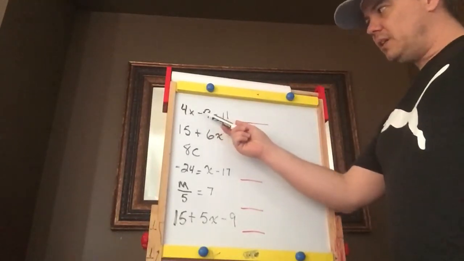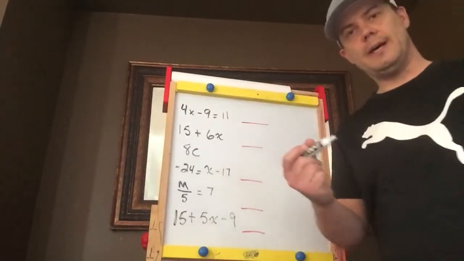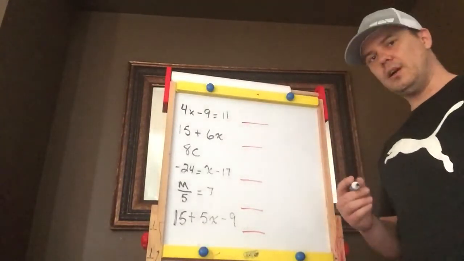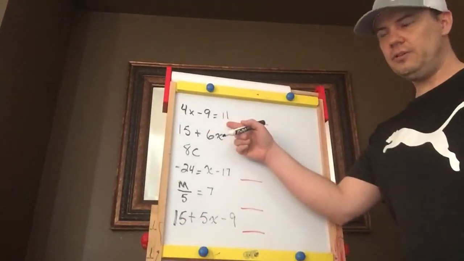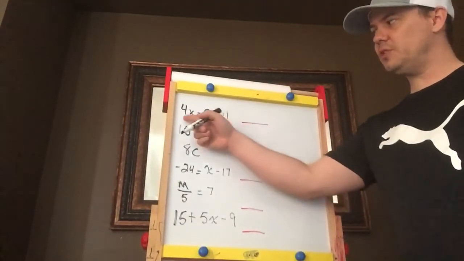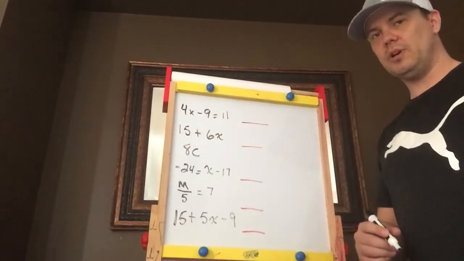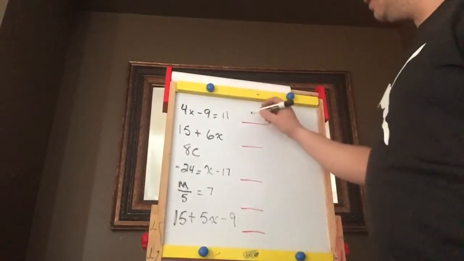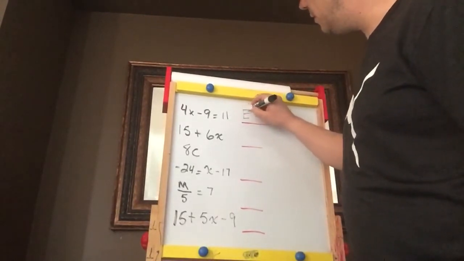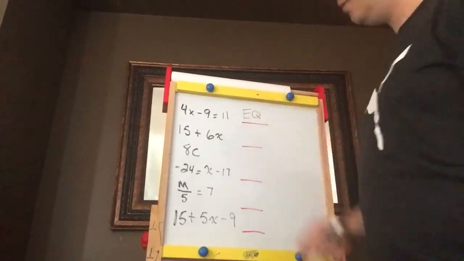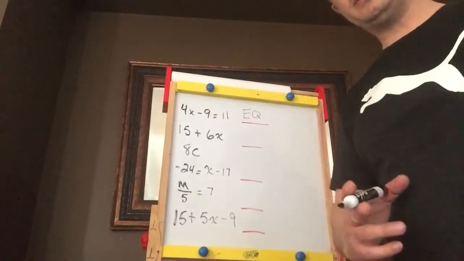You've got 4x subtract 9 equals 11. So if we take a look at our indicators as to whether it's an expression or equation, we can see that it has a total, okay? And this would be a question where you could solve and you could tell me what the amount of the variable was. So if that's the case, then that is an equation. And I'm just going to put EQ for equation, okay?